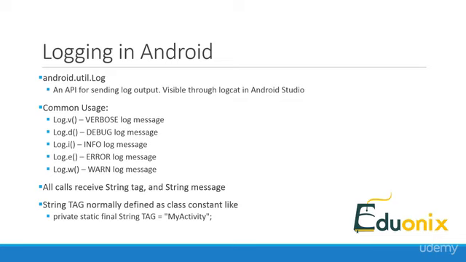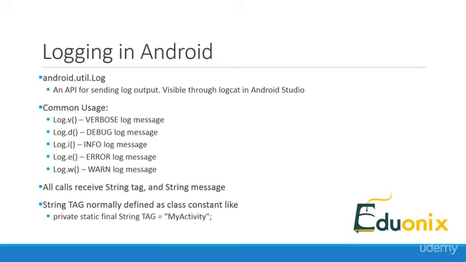Common method calls for the Log class are Log.v to send a verbose level log message, Log.d to send a debug level log message, Log.i to send an info level log message, Log.e to send an error level log message, and Log.w to send a warn level log message.